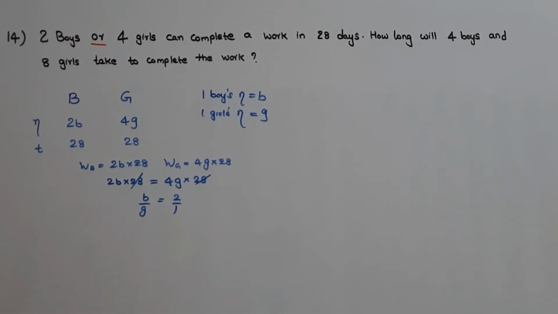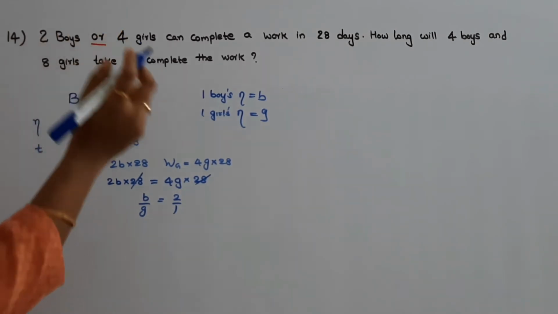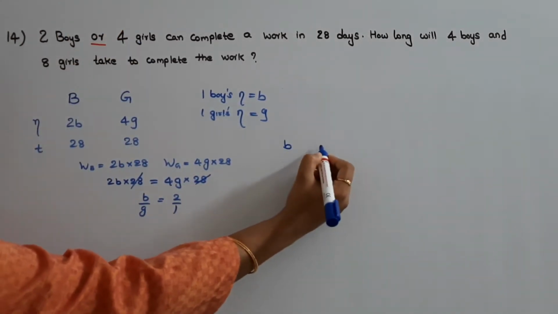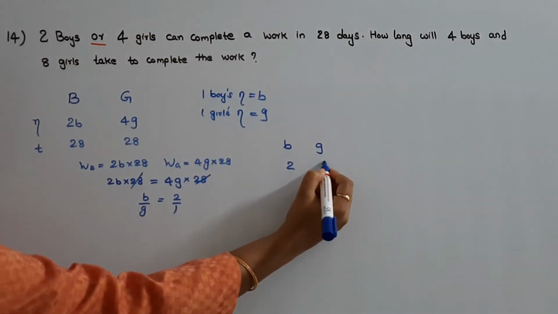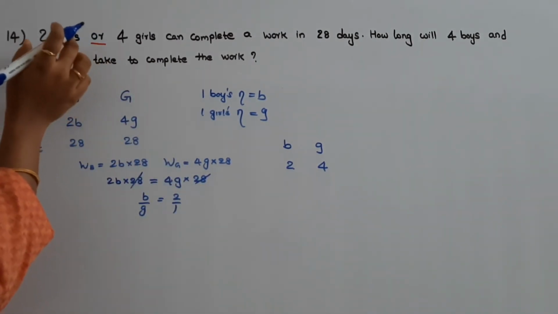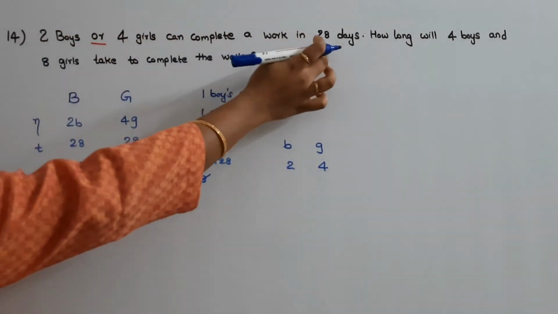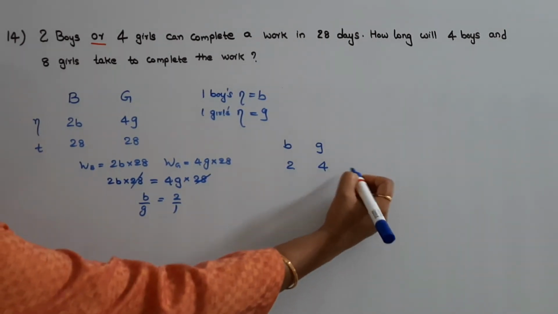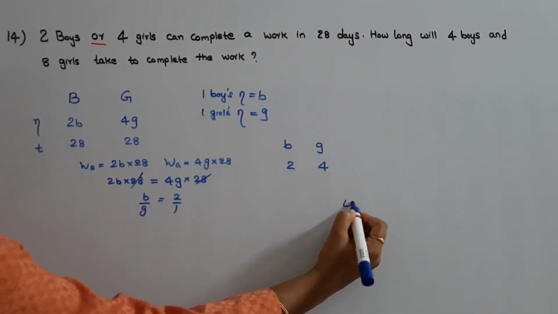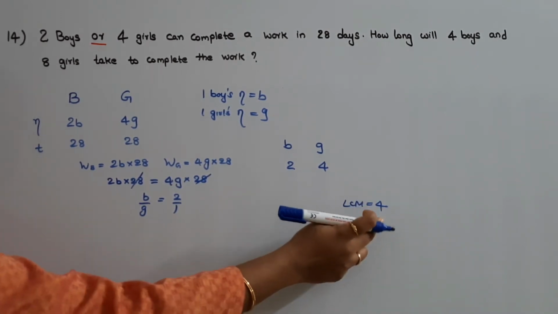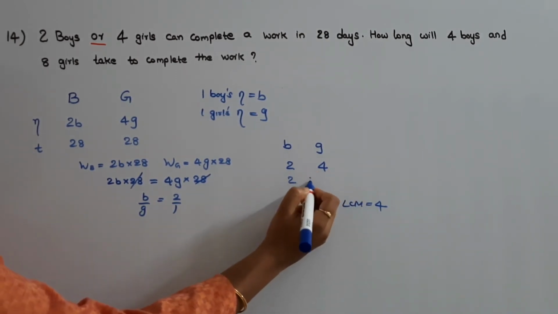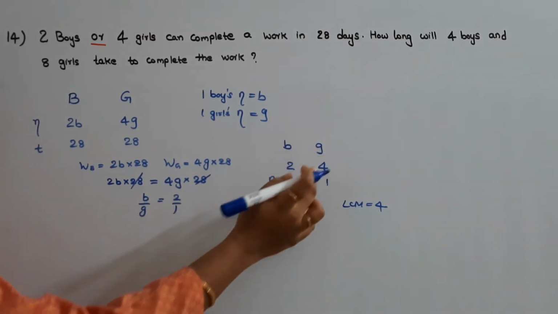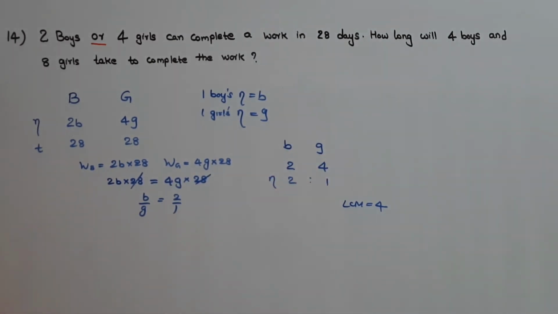Now there is an easy method to find out the ratio of efficiencies by using the number of boys and number of girls. So for that, write B here, G here. Number of boys is 2 and the number of girls is 4. This method is applicable only when the time taken by 2 boys and time taken by 4 girls are same. Okay, now take the LCM of this 2 and 4. LCM of 2 and 4 is 4. Now 4 divided by 2 is what? 2. 4 divided by 4 is what? 1. Hence the ratio of efficiency of B and G can be directly found as 2 and 1.